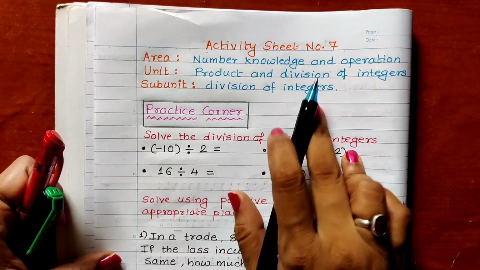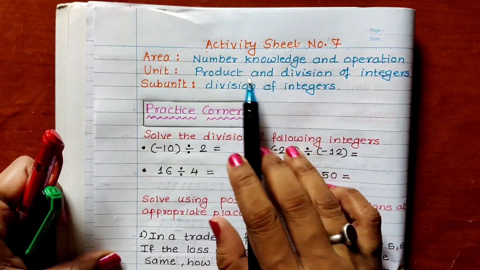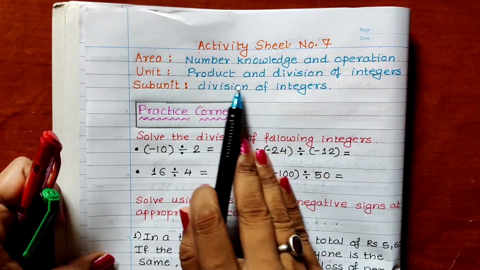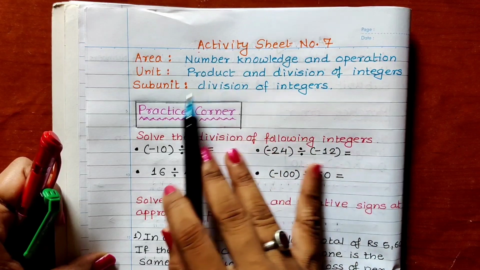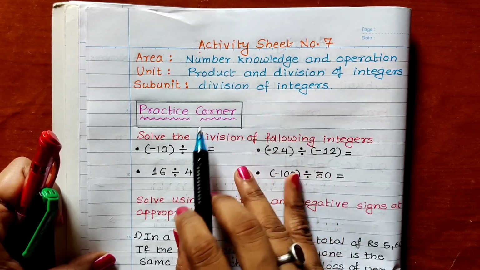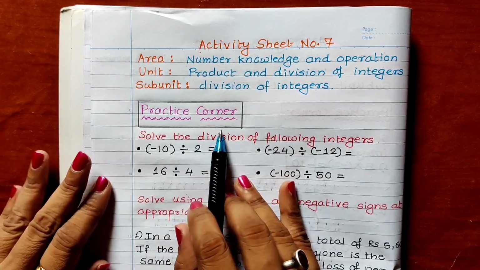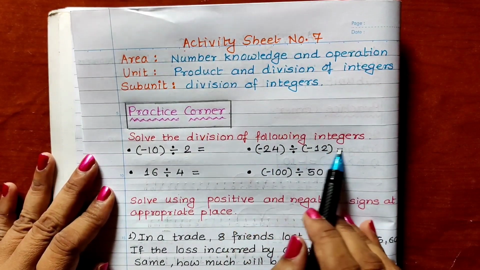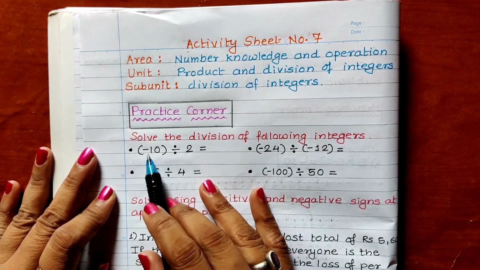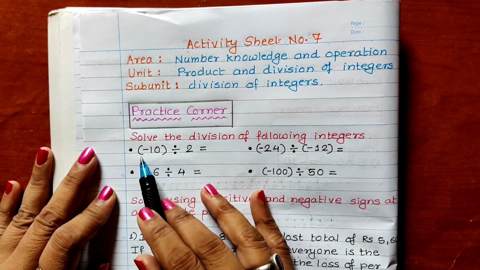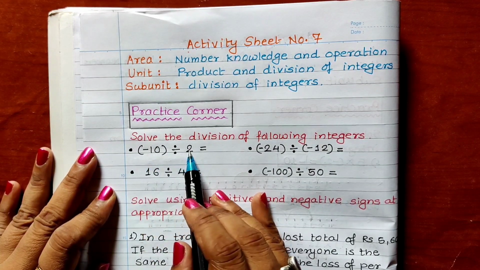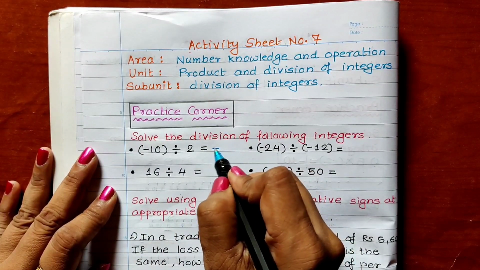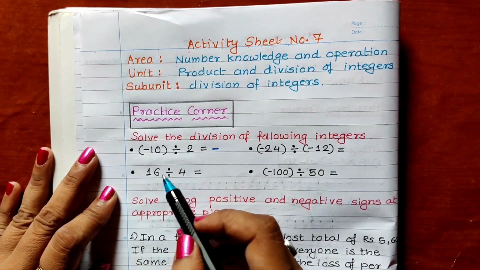So this is my activity sheet number 7. You all can see I have written area, number, knowledge and operation. Unit is product and division of integers, and subunit is division of integers. We have to solve practice corner. In practice corner we have to first solve the division of the following numbers. Minus 10 divided by plus 2. So 10 is having minus sign, 2 is having plus sign. So minus plus, answer sign will be minus. Minus plus minus. And what is 10 divided by 2?